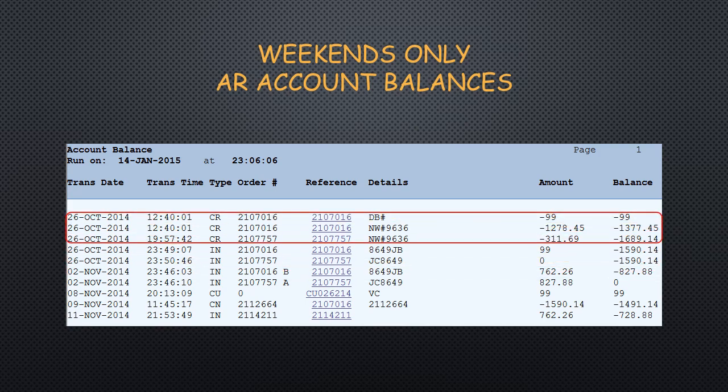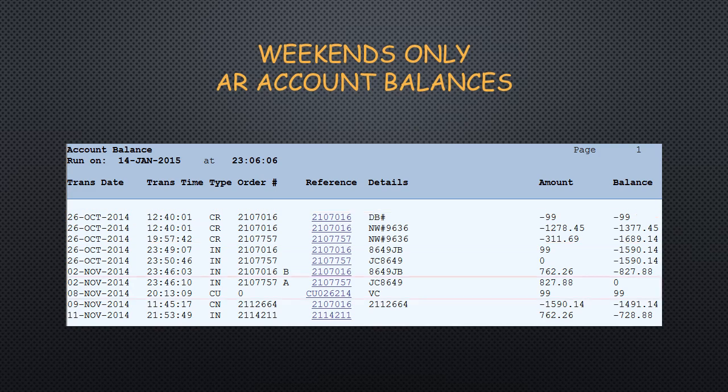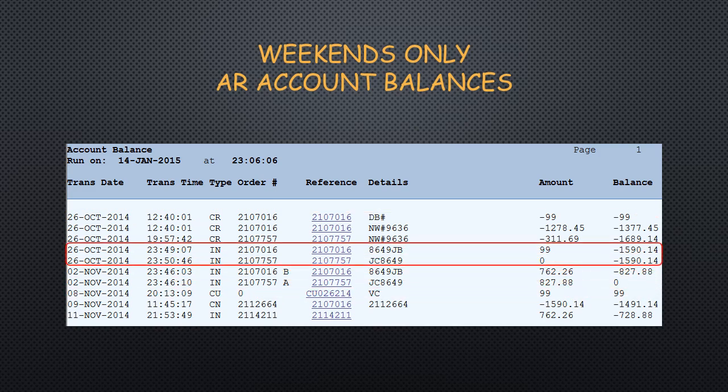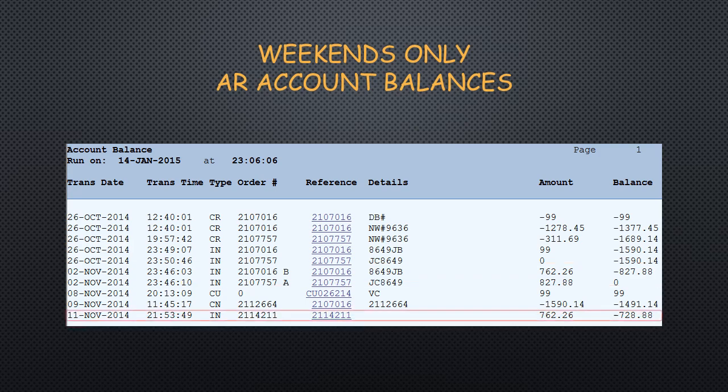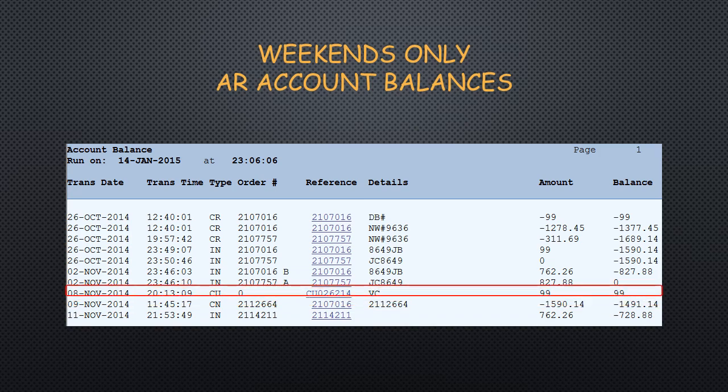The first set of transactions are cash receipts adding up to $1689.14. At this point, WEO owes the customer $1689.14 in product or money. That same day, WEO invoices $99 to the customer, leaving a balance of $1590.14 owed to the customer. On the 2nd of November, more invoices are delivered to the customer, leaving the balance at zero. As of November 2nd, Weekends Only and the customer have completed a trade of money for product with neither owing the other anything. Several days later, WEO refunds the customer $99.